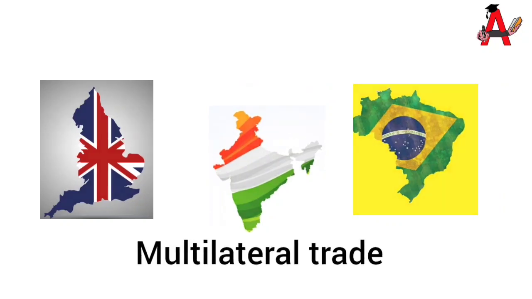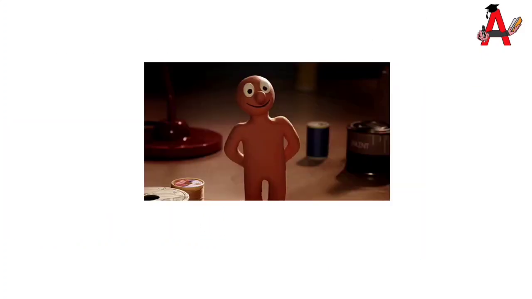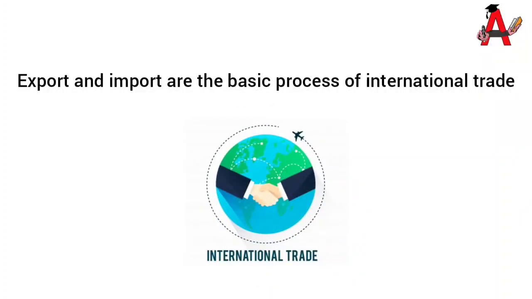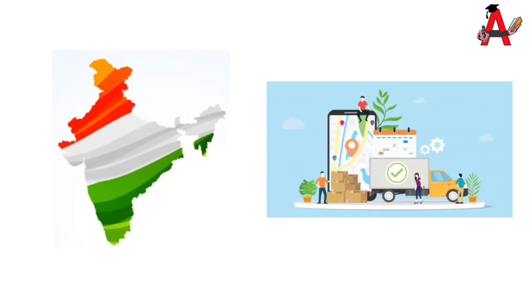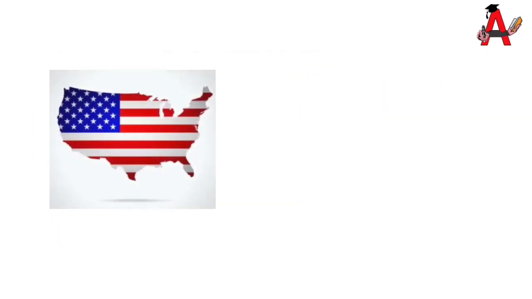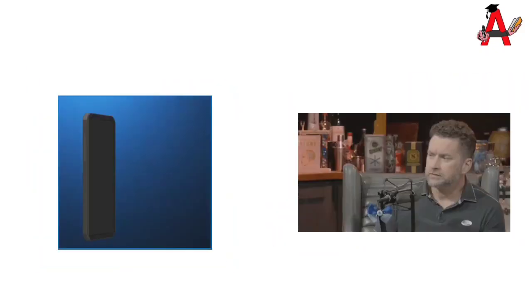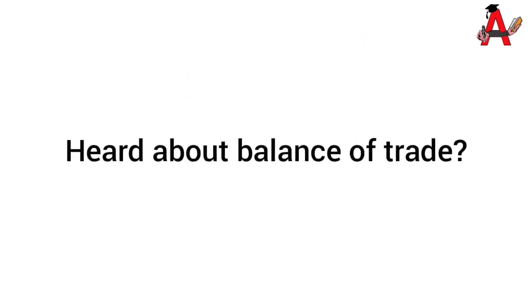Now, what does import and export mean? Export and import are the basic processes of international trade. When a country buys goods and services which are scarce in its own country, it is known as import. And when a country produces excess goods or services than required, it sells them to other countries which have a demand for them. This is called export.